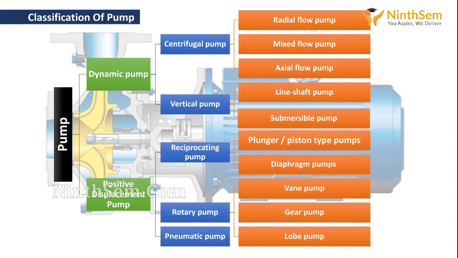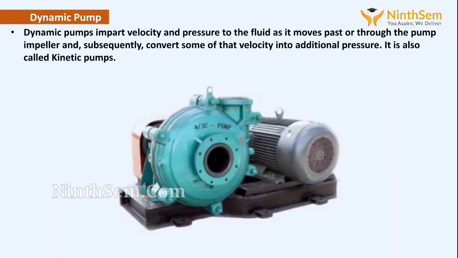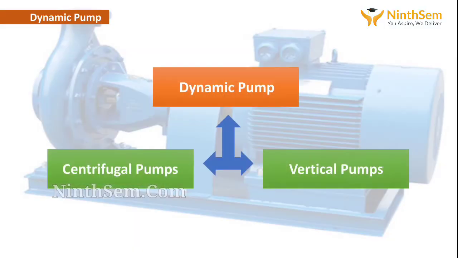Let's come to dynamic pumps. Dynamic pumps impart velocity and pressure to the fluid as it moves past or through the pump impeller and subsequently convert some of that velocity into additional pressure. It is also called a kinetic pump. Dynamic pumps are further divided into two categories: centrifugal pumps and vertical pumps.